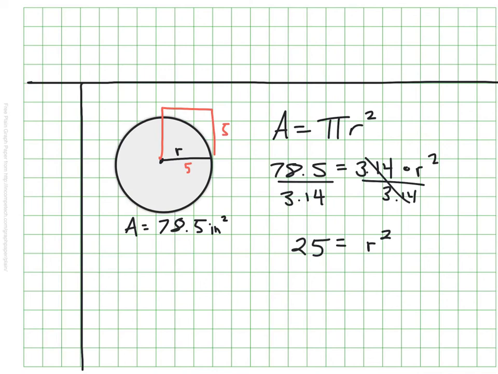You can also think about undoing the squaring by doing the square root, right? So that would leave us with r on this side, and then you think to yourself, what times itself makes 25? And the answer is 5. So that means the radius is 5 inches.